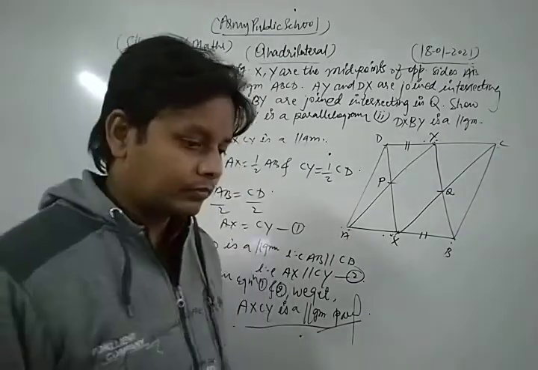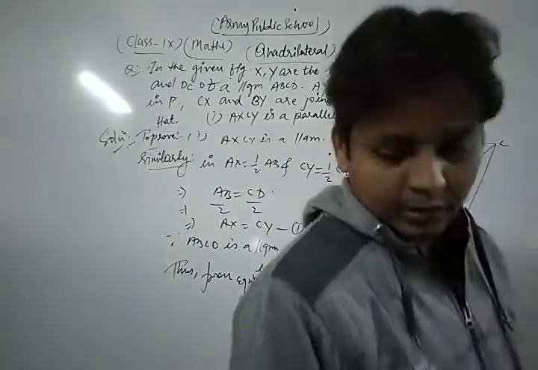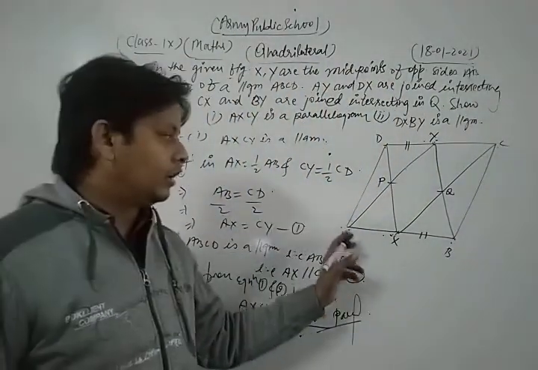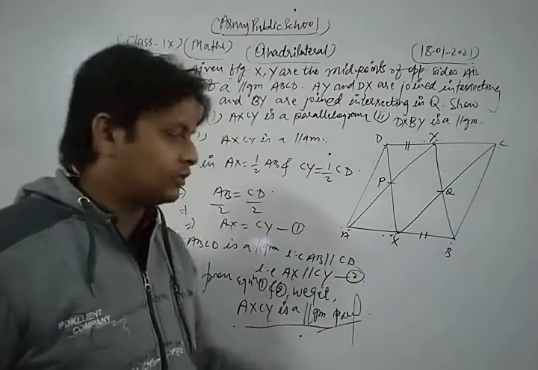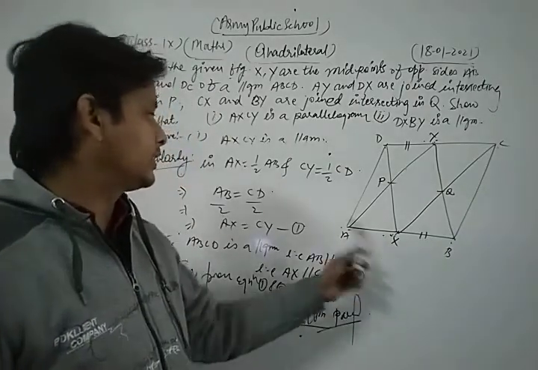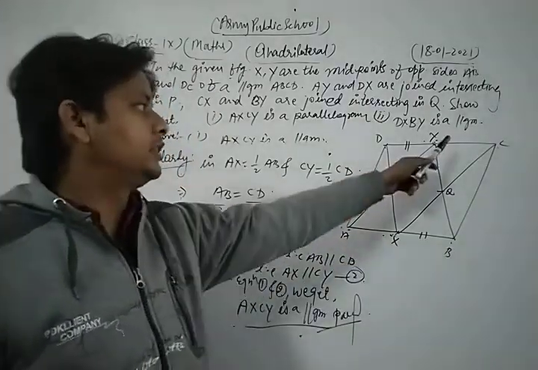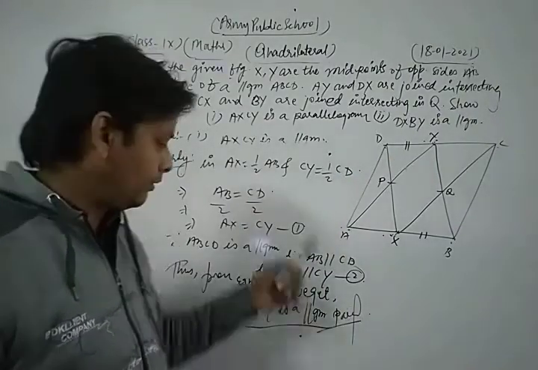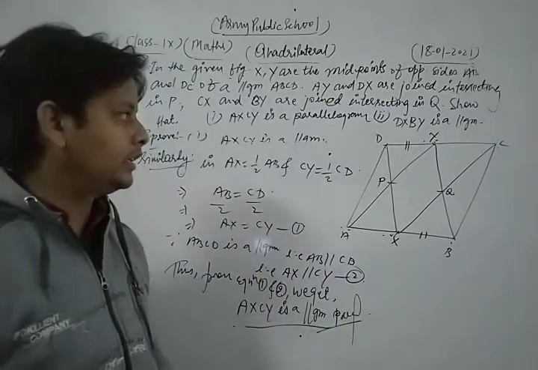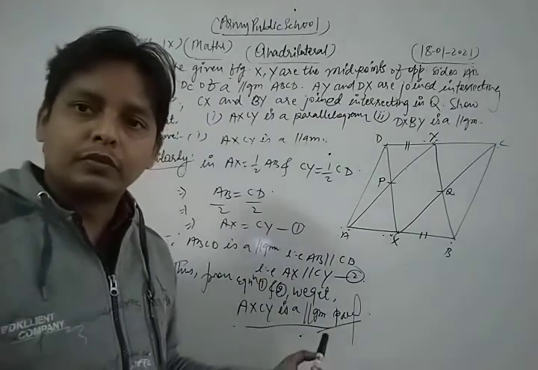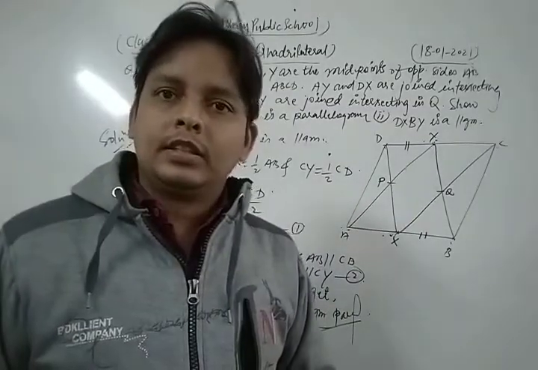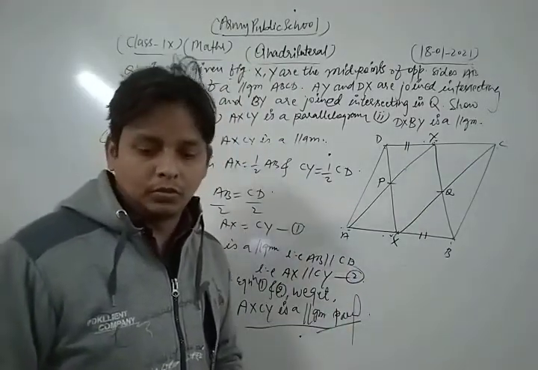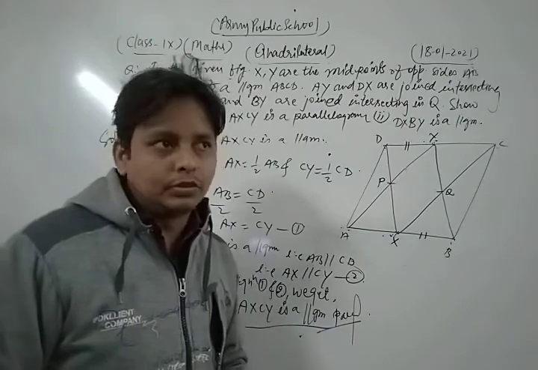Okay, now let's see once more. First of all, we take X as the midpoint, so AX is equal to half of AB. Similarly, CY is equal to half of CD. After that, we apply that concept. We have to show that AXCY is a parallelogram. So hence proved. Thus, dear student, in this way you can solve that question. Now we take and solve one more question of your syllabus.